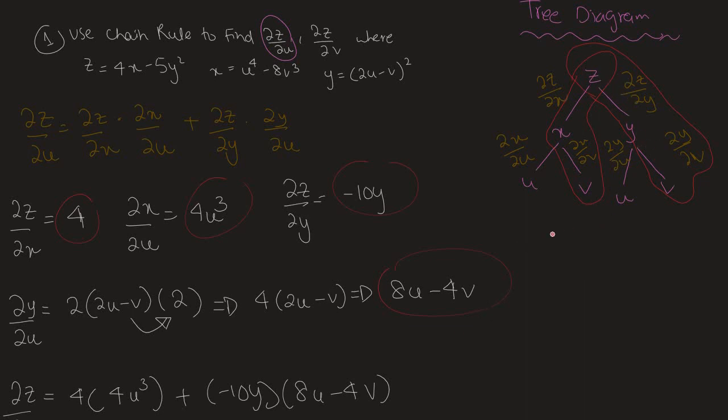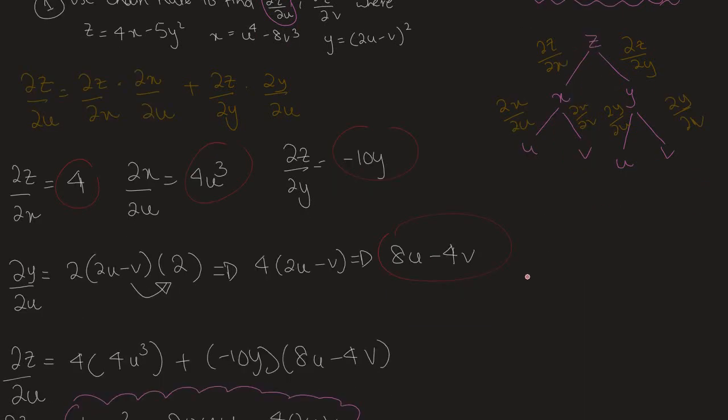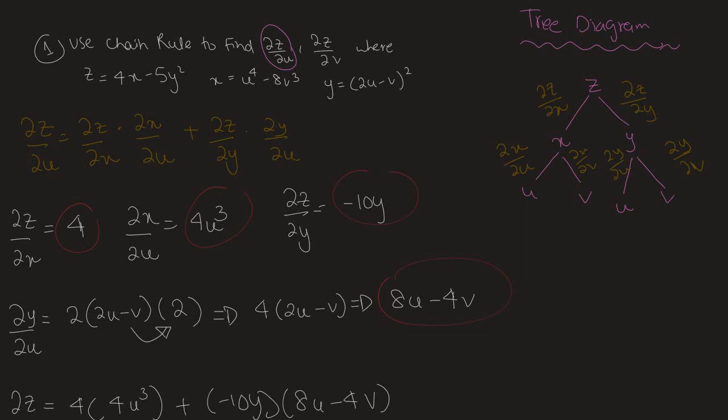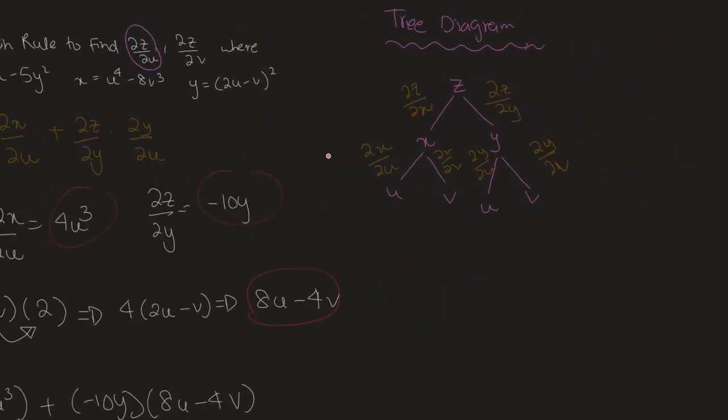So let me write the formula for this using our tree diagram over here. Make this a little smaller so I have enough space. Derivative of z with respect to v is going to be this times this, like I said before. So derivative of z with respect to x times derivative of x with respect to v plus derivative of z with respect to y times derivative of y with respect to v.